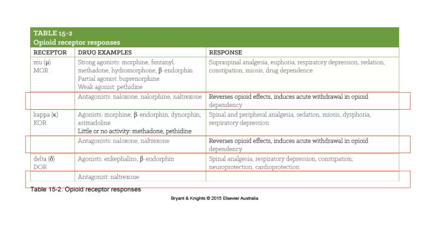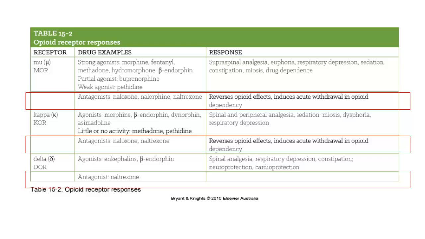Meiosis here, M-I-O-S-I-S, has to do with pupil size, and the pupil size changes with these receptors being triggered. With the delta, we can see there that the enkephalins and beta endorphins are actual agonists for the delta, as we also notice beta endorphin for the kappa and beta endorphin for the mu receptors.